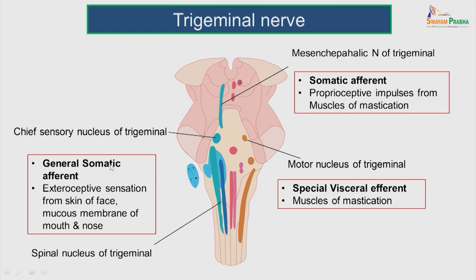Another component is the general somatic afferent. The nucleus for this is the chief sensory nucleus of the trigeminal nerve, which is present in the pons as well as extending to the midbrain. So, that is the general somatic afferent. It also has fibers coming from the spinal nucleus of the trigeminal nerve. Again, that is the general somatic afferent. It carries the exteroceptive sensation from the skin of the face and the mucous membrane of the mouth and nose. That is through these two nuclei, and this is the general somatic afferent. So, the trigeminal nerve has three functional components: somatic afferent, special visceral efferent, and general somatic afferent.